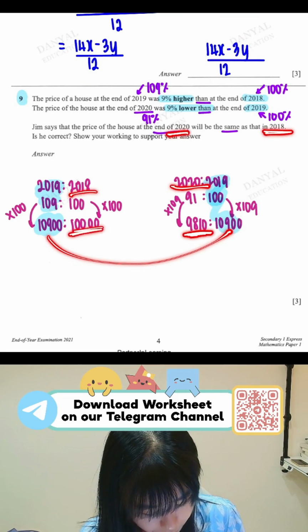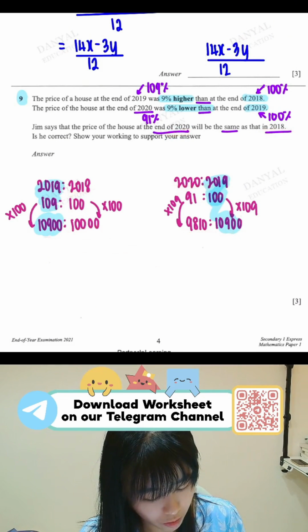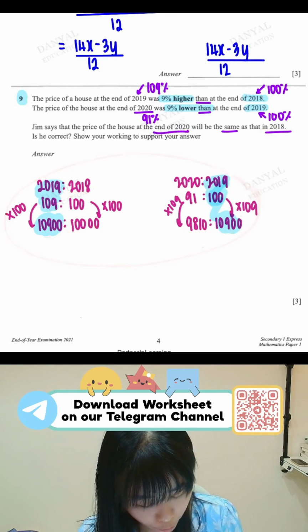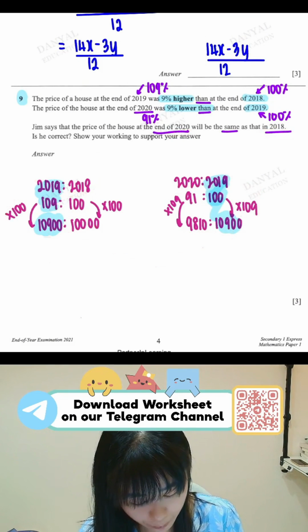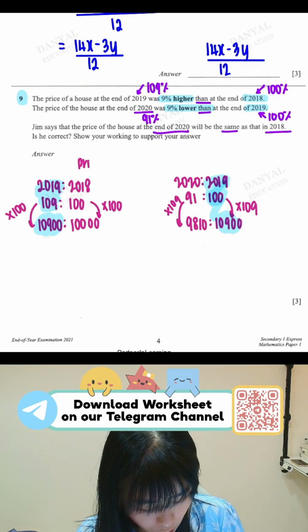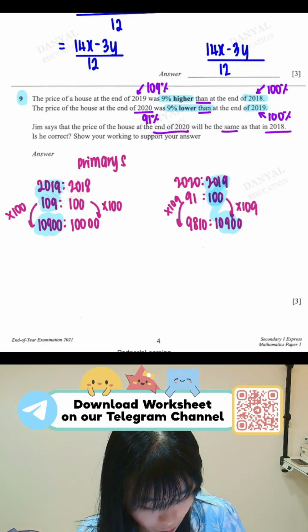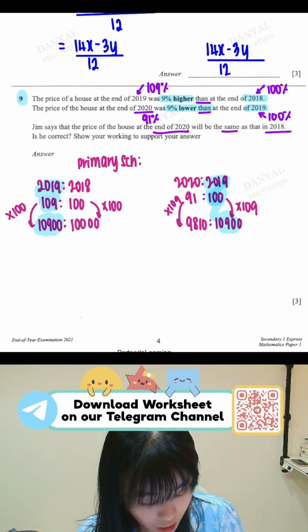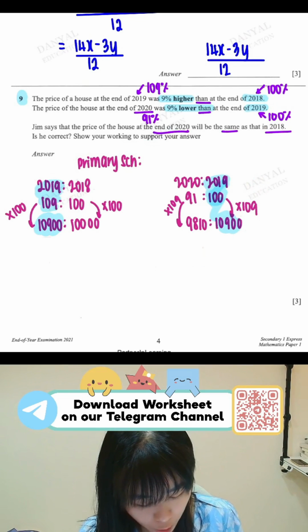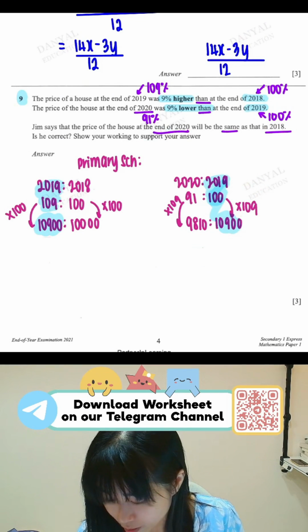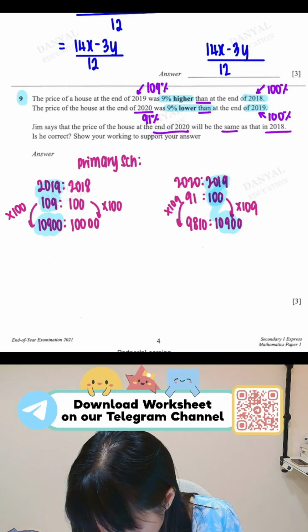2018 is 10,000, which they are different. So in the primary school way, if you do it this way, you'll say the price is not the same. Okay, this is primary school. But if you do this in secondary school, you can use the same method, no problem. You do until here, and you will say they are not the same. Okay, the children, let me see what you do.